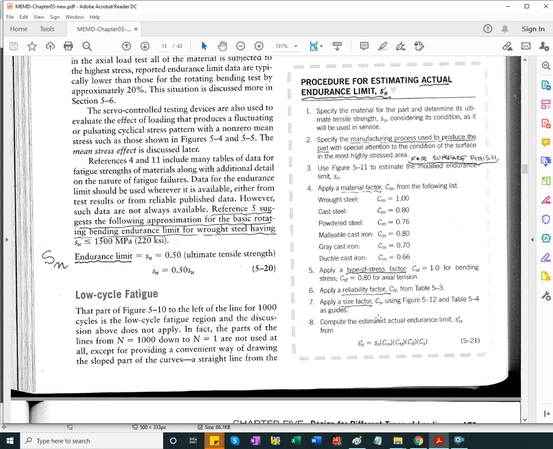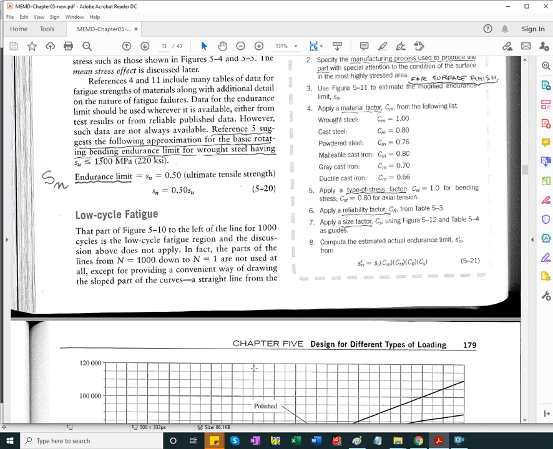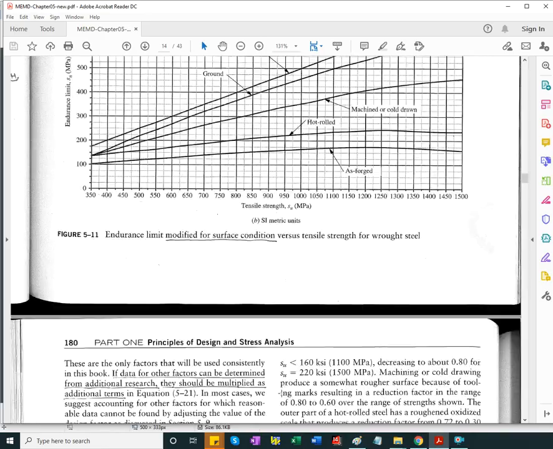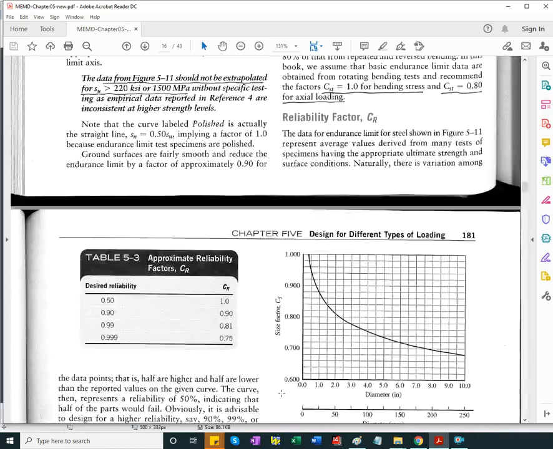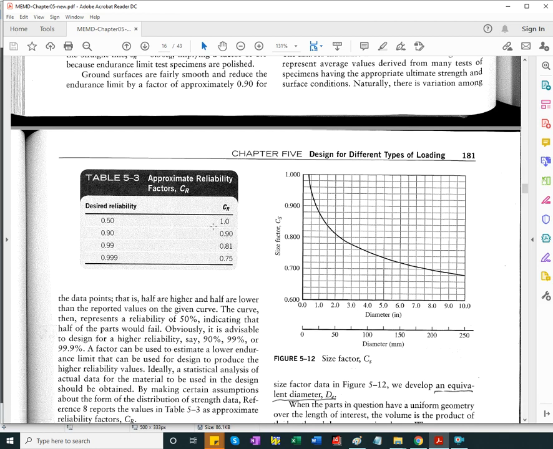We said that in Moore's test they were half above, half below the regression line, and that corresponds to reliability 50%. If you want to increase that, you need to multiply it with a coefficient that of course will be less than 1, and those are listed here. So if I want 90% reliability, just 10% probability of failure, the multiplier is 0.81, as you can see.